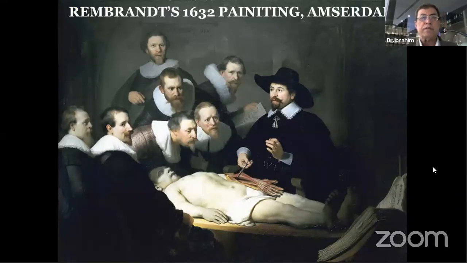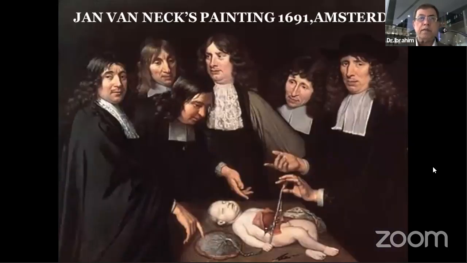I thought I'd put some paintings just to highlight the importance of anatomy learning. This is a painting by Rembrandt, 1632, showing the anatomy of an adult. Another painting by Jan van Eyck in the same period from Holland, Amsterdam, depicting the anatomy of a newborn baby.